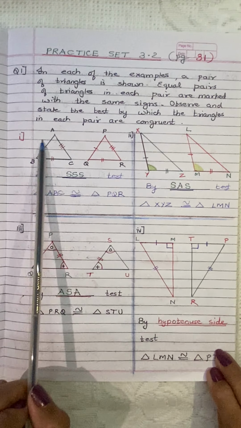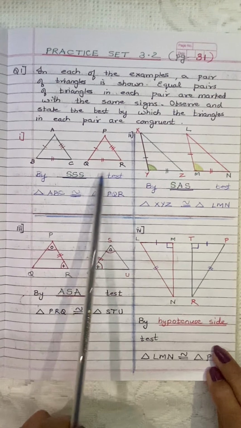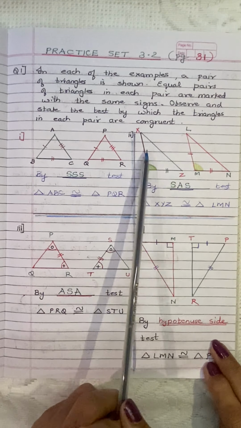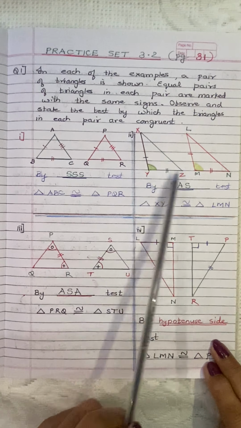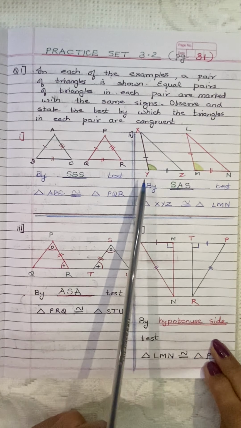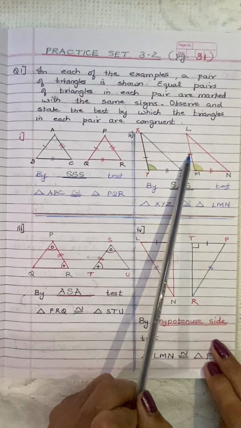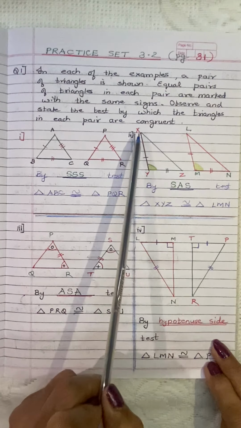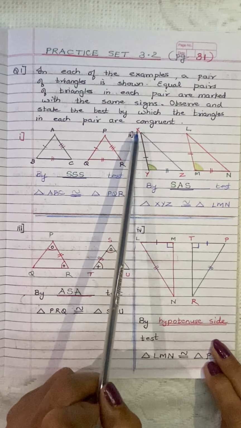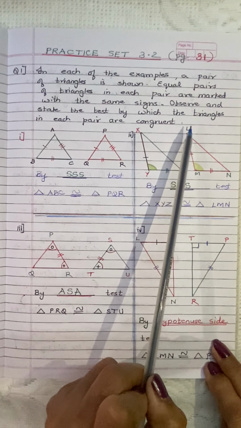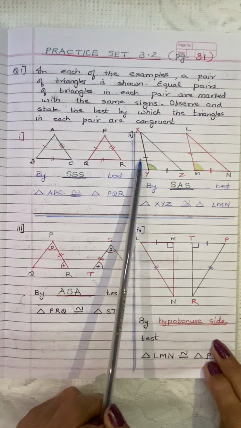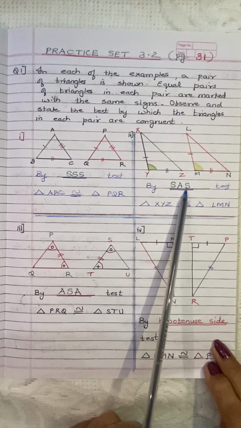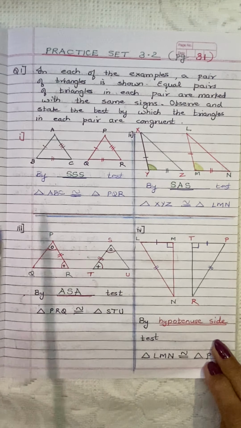So here they are showing us all three sides. So by SSS test, triangle ABC is congruent to triangle PQR. If you look at these two triangles, angle XYZ and angle LMN, they have marked this side equal. So YZ is equal to MN, XY is equal to LM, and angle XYZ is equal to angle LMN. So here two sides, so side, angle, side. So by SAS test, triangle XYZ is congruent to LMN.